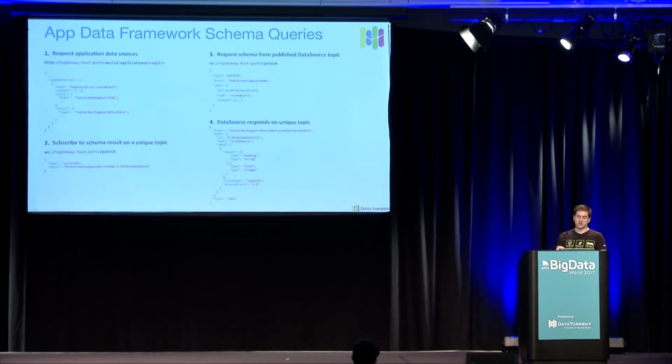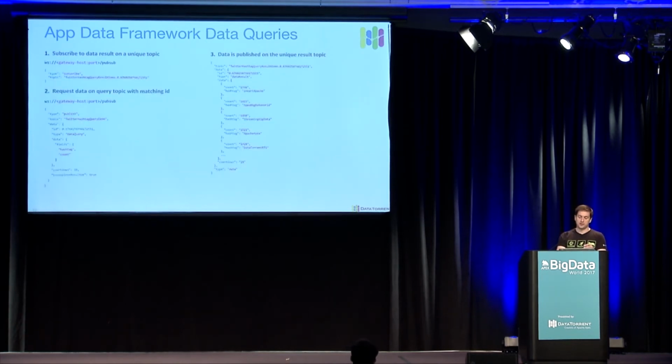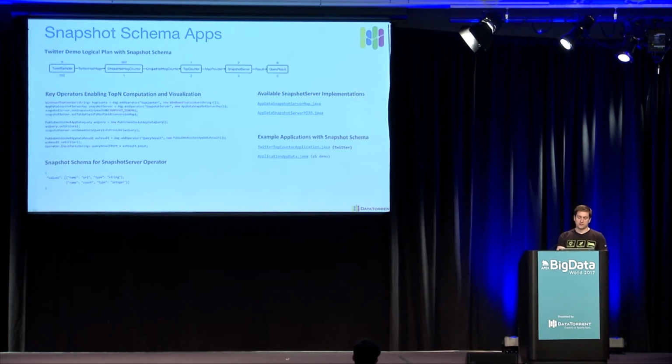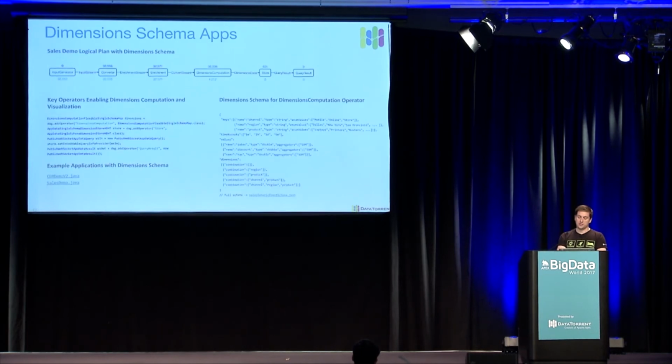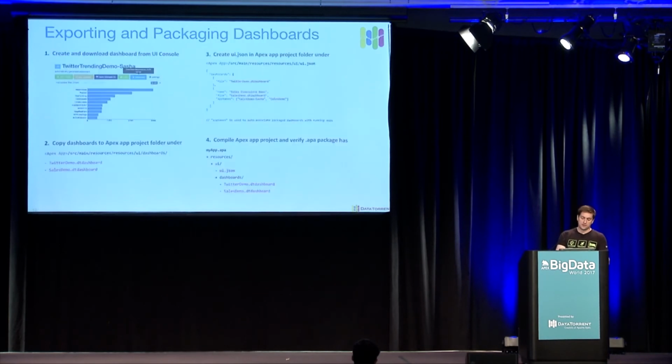So these are the slides which will be available for download, where you can see how the schema and the data query protocols work, and how you can build your own snapshot schema app. This code will give you an insight, if you look at the slides offline, into how to put this app together, and how to do the same with dimensions, which is basically the same as schema, but exposes values over history. And finally, if you want to export the dashboards, you can just download them here.